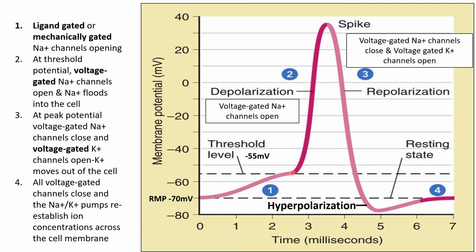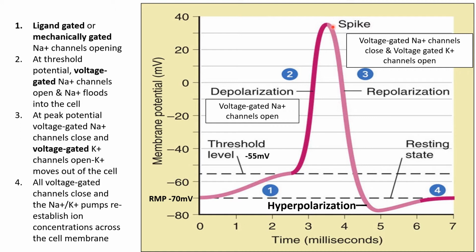At this point, at this voltage, negative 55 millivolts, voltage-gated sodium channels will open in the cell membrane, and sodium will flood into the cell very, very quickly. So this is known as depolarization. This phase from threshold up to the peak potential is called depolarization. You have to know that's due to the voltage-gated sodium channels opening and sodium flooding into the cell, making it much more positive. We get all the way up to about positive 35 millivolts on the inside of the cell.